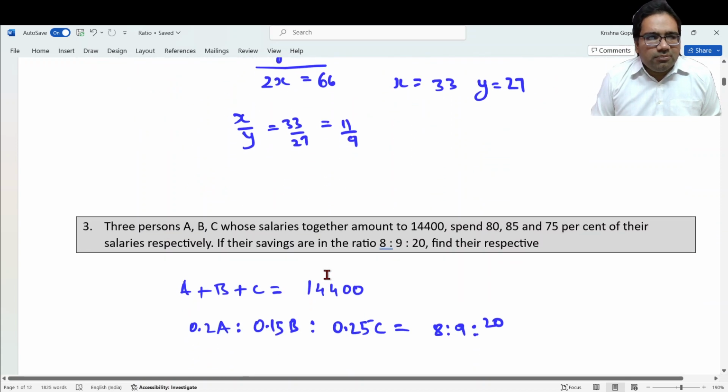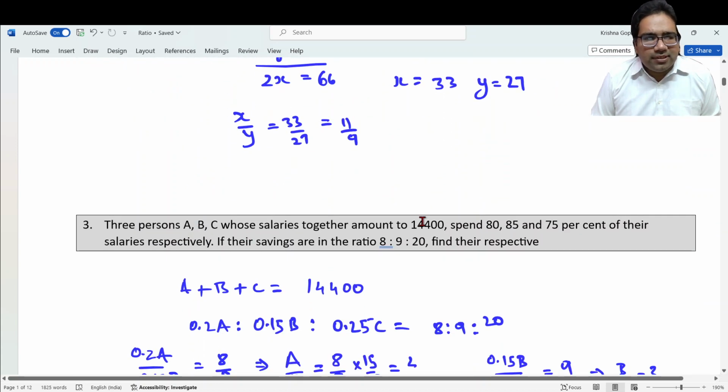Now let's take another problem. Three persons A, B and C whose salaries together amount to 14,400 spend 80, 85 and 75% of their salaries respectively. If their savings are in the ratio 8 is to 9 is to 20, find their respective salaries.